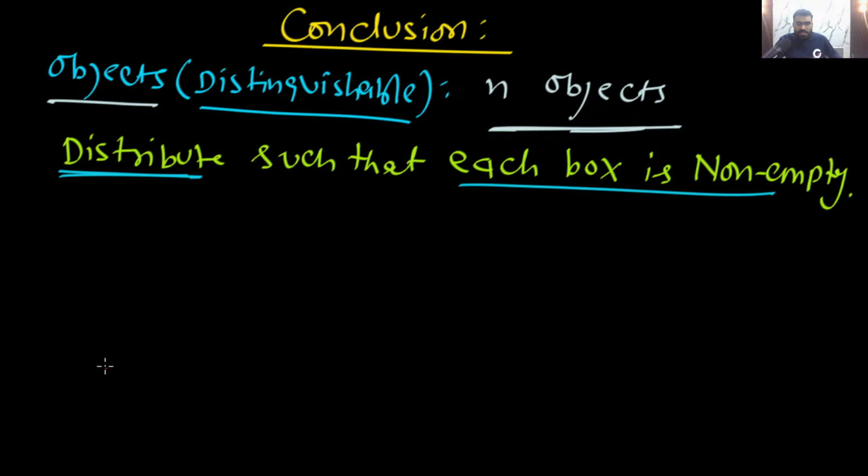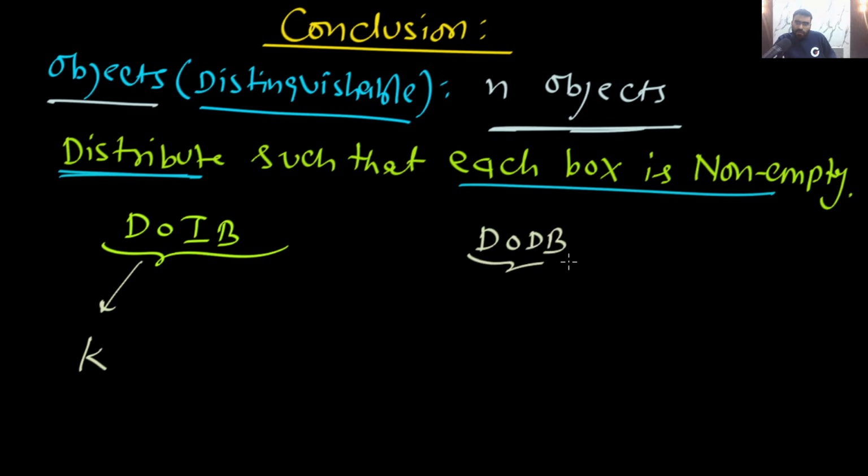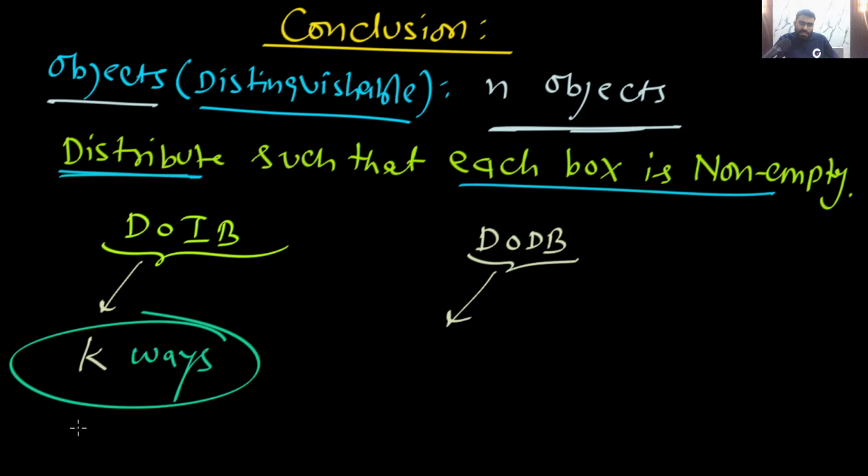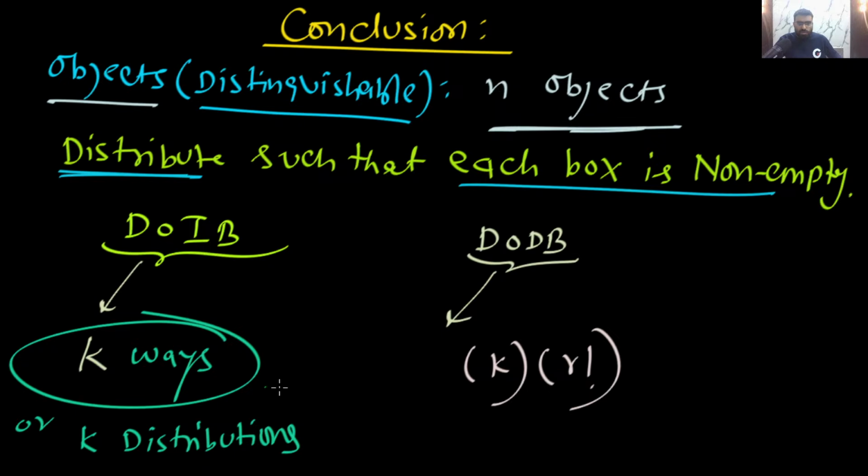So if your answer for DOIB is, let's assume, K distributions, then what will be your answer for DODB? That will be K multiplied by R factorial. Yes or no? Very simple, that will be K multiplied by R factorial. So this will be your answer.